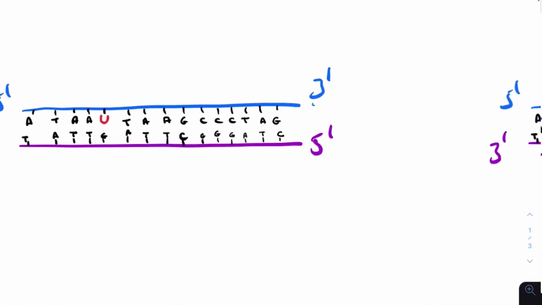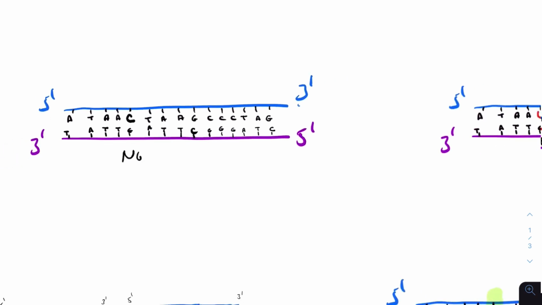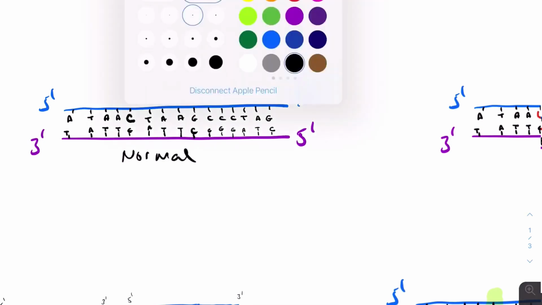We have a DNA molecule, here's our double-stranded DNA. Oh, hold on, this should not be over here. This should be a C, because this is normal DNA. So this is our normal DNA, okay? Now, through a process, for example, let me just use this here.